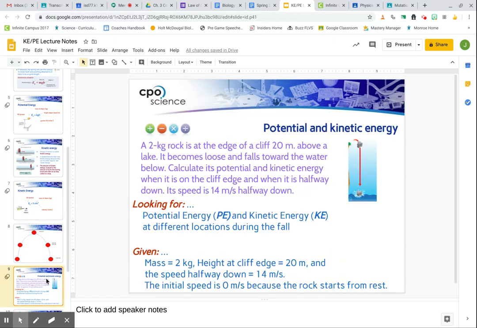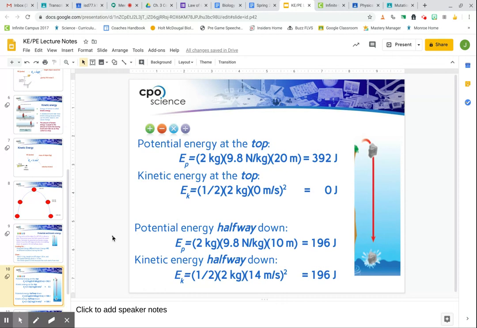So a 2-kilogram rock is at the edge of a cliff 20 meters above a lake. It becomes loose and falls towards the ground, towards the water below. Calculate its potential and kinetic energy when it's on the cliff, and when it's halfway down, its speed was 14 meters per second. So we're going to walk through this problem. These are good examples to show you, because you're going to do problems in this unit with potential and kinetic energy here in the next couple days.